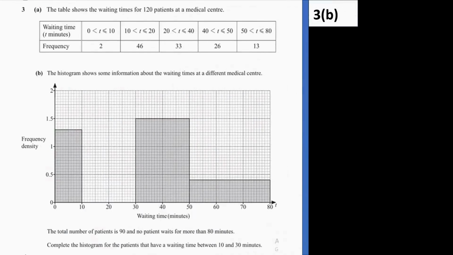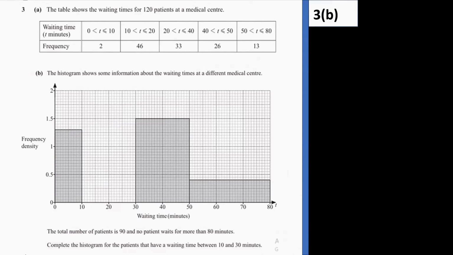Now, for 3B, we have a chart, a histogram. It says that the histogram shows some information about the waiting times at a different medical center. We have the frequency density on the vertical axis, and on the horizontal axis we have the waiting time in minutes. The total number of patients is 90 and no patient waits for more than 80 minutes.